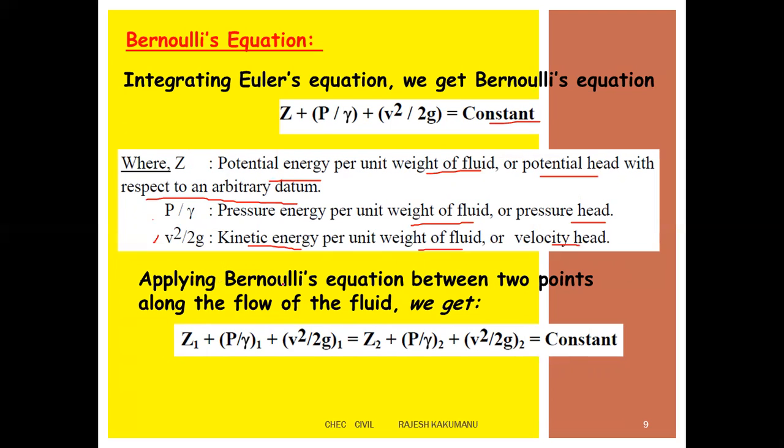Now applying Bernoulli's equation between two points, section 1 and section 2 of a pipe flow, we get z1 plus p1 by gamma plus v1 square by 2g at section 1 is equal to z2 plus p2 by gamma plus v2 square by 2g at section 2, that is equal to constant, right?